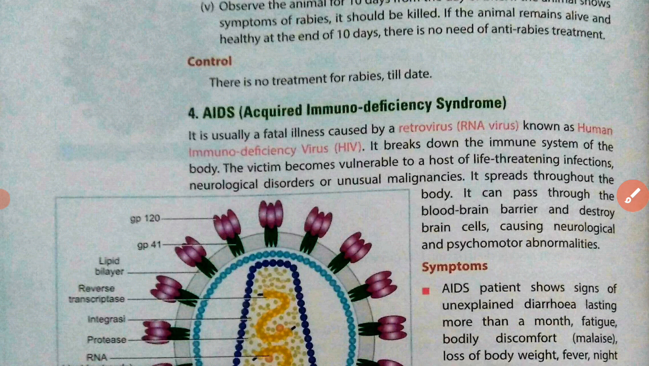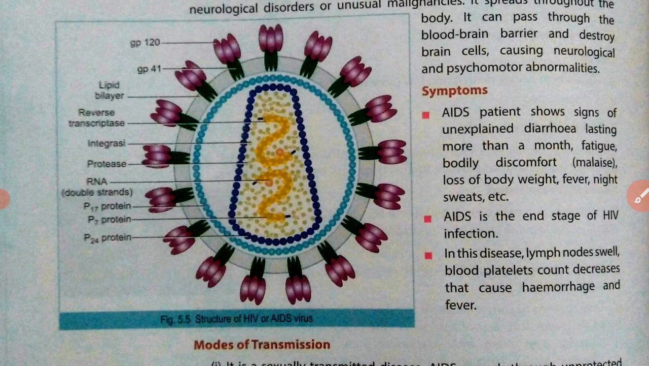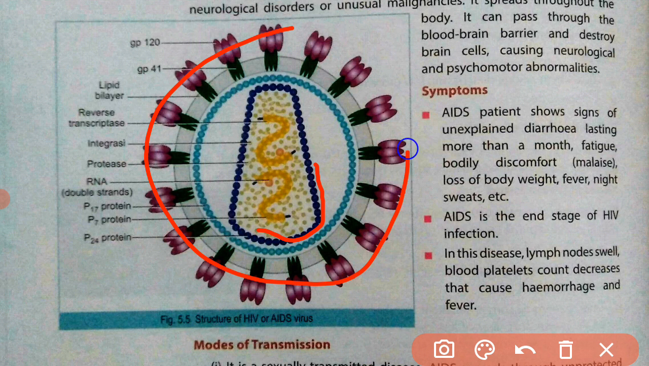Now we will talk about the symptoms of this disease. This is the diagram of HIV. This is the genetic material, RNA, and this is the protein, and this is the outermost covering. So this is the structure of the HIV virus.